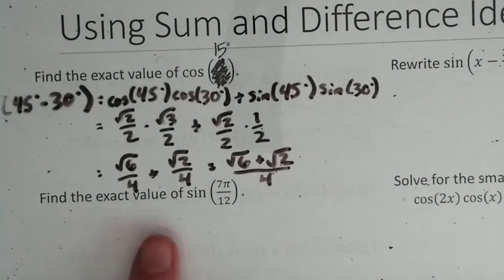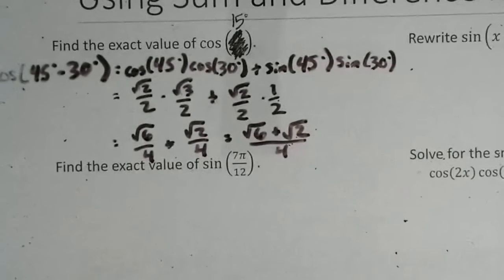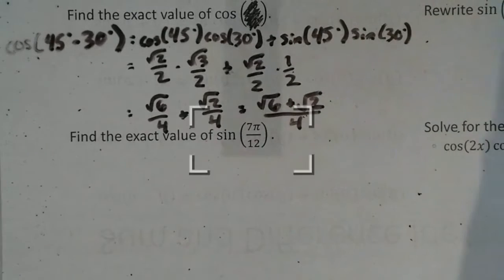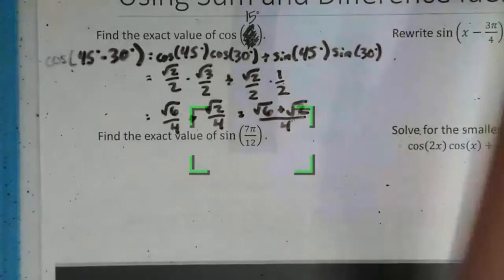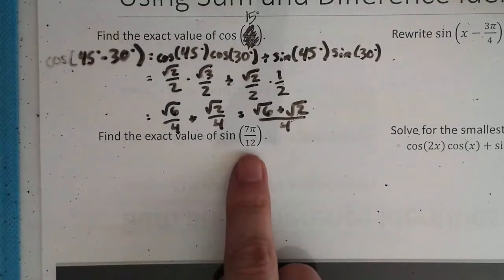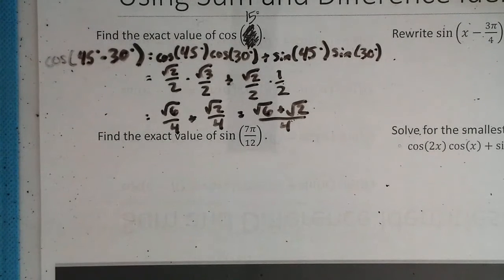Let's try another one. We want to find the exact value of the sine of 7 pi over 12. Well, we have these sum and difference formulas, so if I can find two angles that add to give me 7 pi over 12 or subtract to give me 7 pi over 12, then I'll be able to use that sum or difference formula. I noticed that, believe it or not, we tend to be better at working in degrees than radians, because in radians there's a lot of fraction stuff going on. So what I'm going to do is convert this to degrees so that we can try to think about it that way and see if we can find our angles a little bit faster.